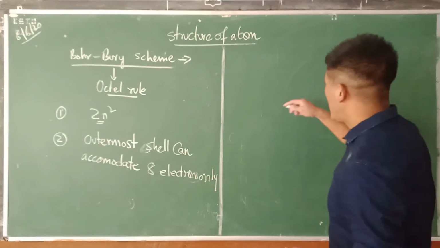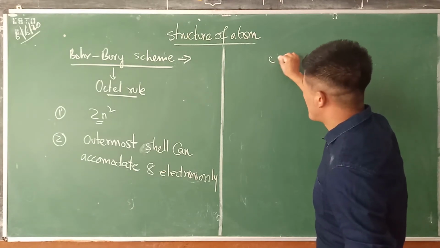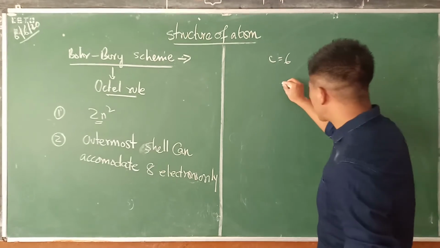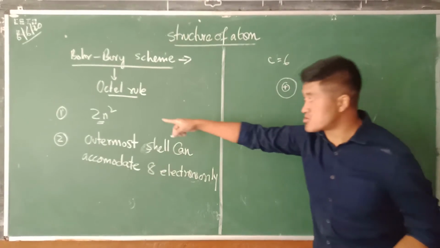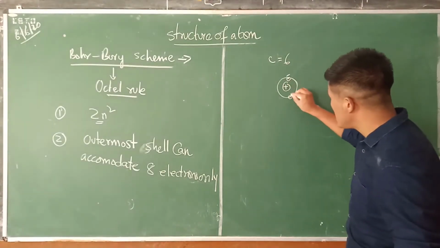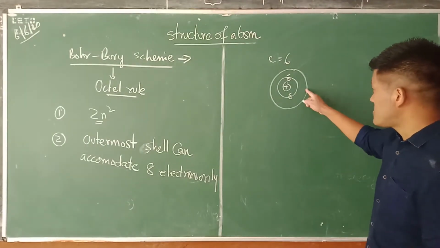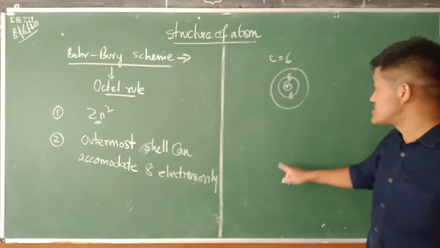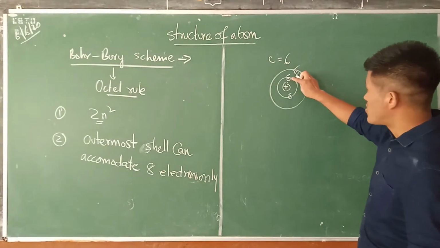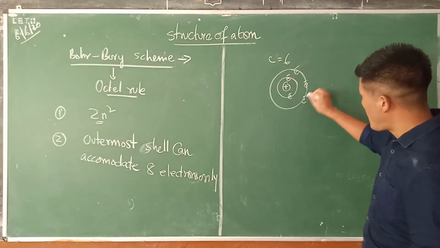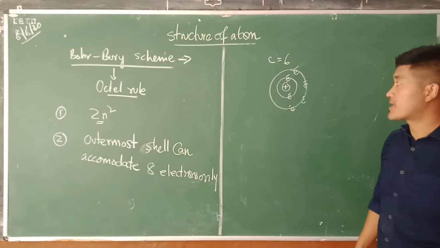So first, let us talk about carbon. Carbon is atomic number 6, and for this we have to write the configuration. In the first shell, how many electrons? According to Bohr's rule, the first shell can accommodate only 2 electrons. In the second shell, how many electrons can we accommodate? 8. But carbon is 6 here, so we write 1, 2, 3, 4, 5 and 6. Understand? Carbon still has the possibility of 4 more electrons here.